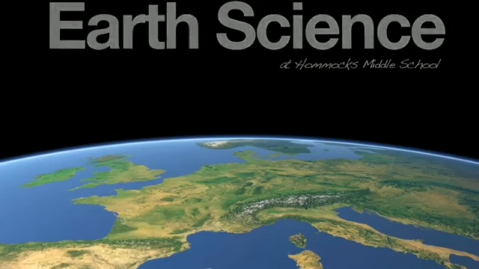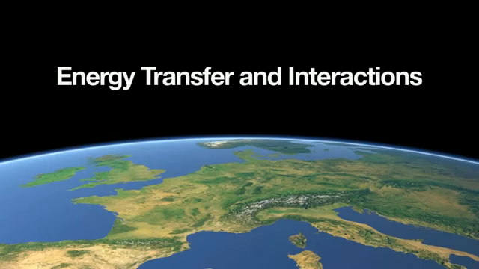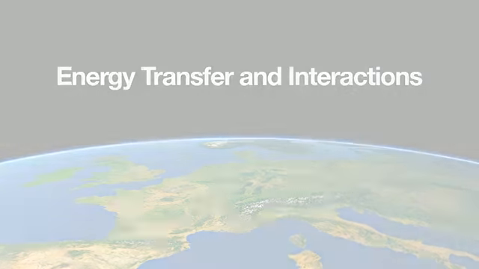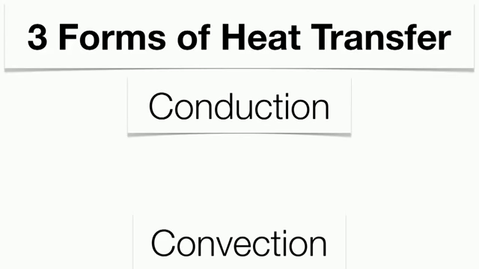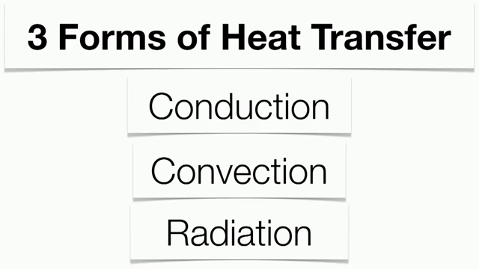Today we're going to be talking about heat energy transfer through the Earth and the interactions that the sun's energy has within the atmosphere. So let's start out with the three ways in which energies can be transferred within our planet, and that's going to include conduction, convection, and radiation.